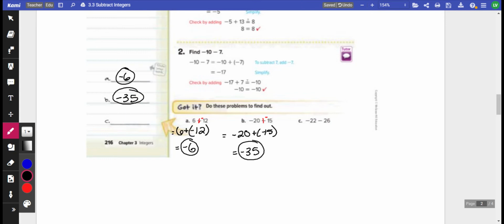All right, letter C, -22 minus -26. Because I'm doing the additive inverse, that's plus 26. So -22 plus 26 is 4. Wait, correcting: as written, -22 plus -26 is -48, because they're both negatives, and when I'm adding two negatives, that just gives me a larger negative number. Just like if you were adding two positives, it would give you a larger positive number.